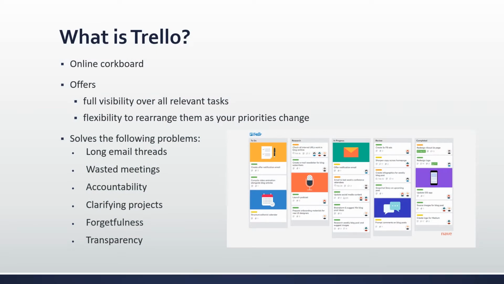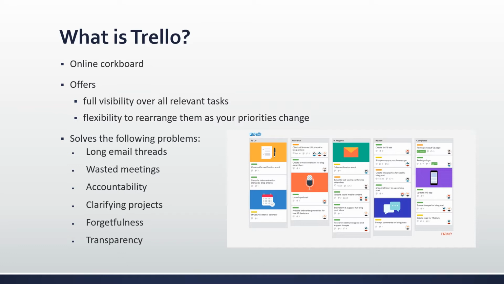So what is Trello? Well, Trello is at its core an online corkboard. You use it to organize cards into lists, and these cards can be tasks or notes, projects, shared files, or anything else that helps your team work together. It's based on a simple idea. For effective project management, you need full visibility over all relevant tasks and flexibility to rearrange them as priorities change. So what Trello does is it provides accountability, sanity, visualization, organization, and cohesion.